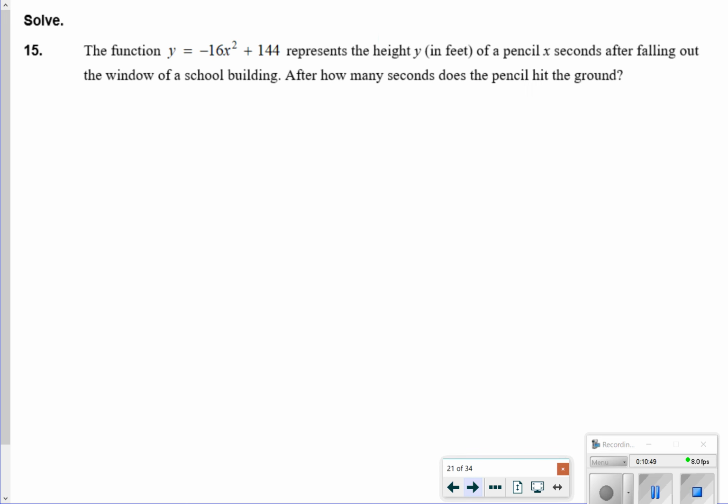Okay? For number 15, it says the function y is equal to negative 16x squared plus 144 represents the height y in feet of a pencil x seconds after falling out the window of a school building. After how many seconds does the pencil hit the ground? So first we'd maybe want to write our formula.